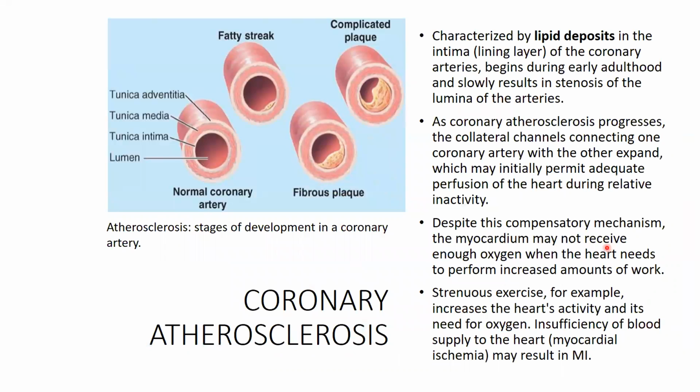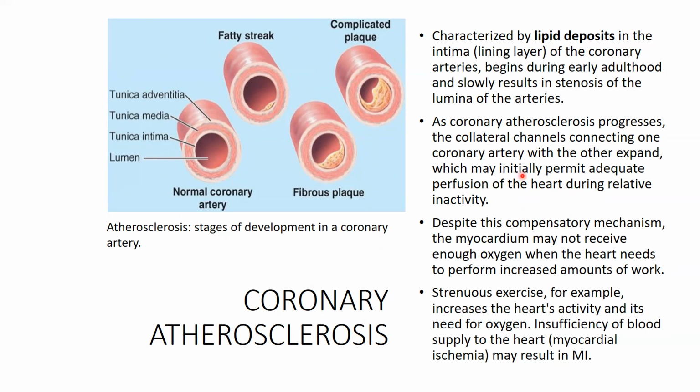And what is coronary arteriosclerosis? We will learn this in pathology. It is characterized by lipid deposition in the coronary artery. It initially begins with fatty streak formation in the tunica intima, and eventually develops narrowing of the lumen. As coronary arteriosclerosis progresses, the collateral channels connecting one coronary artery with the other expand. Okay, this is the anastomosis.